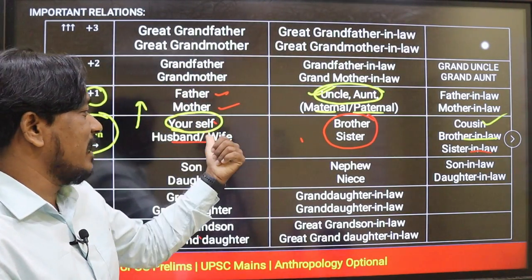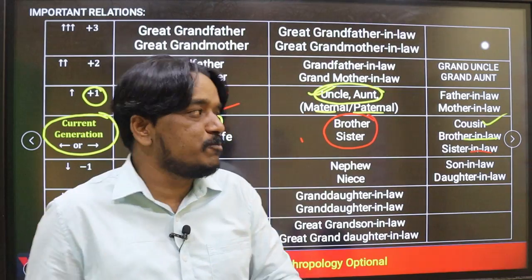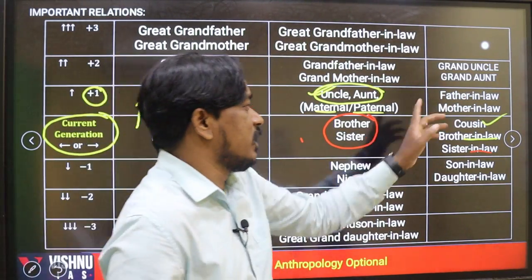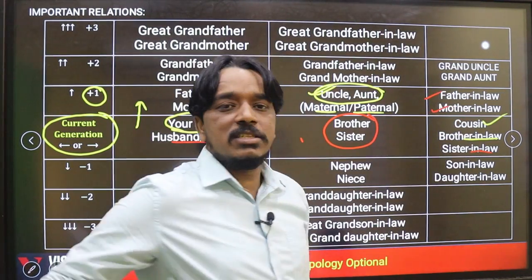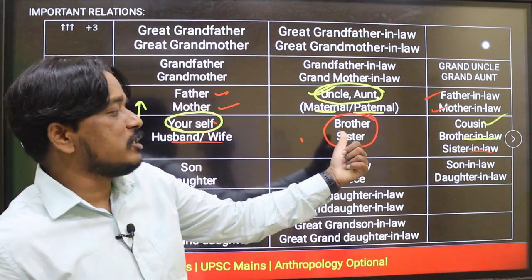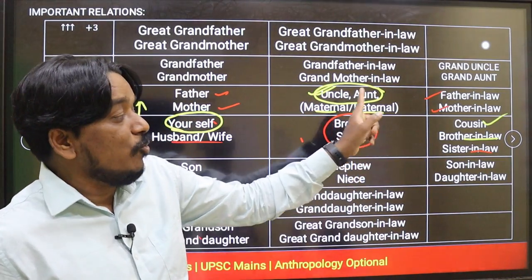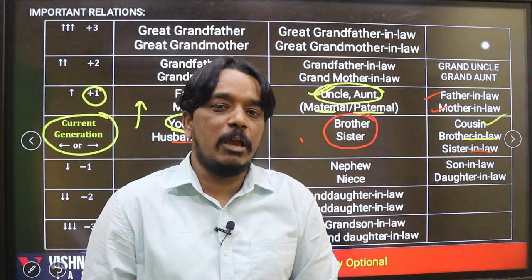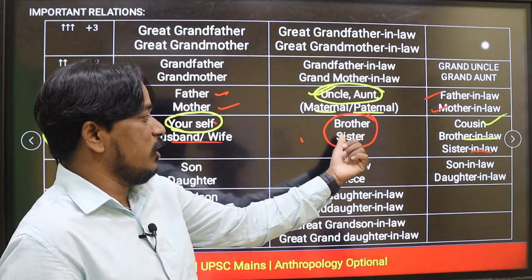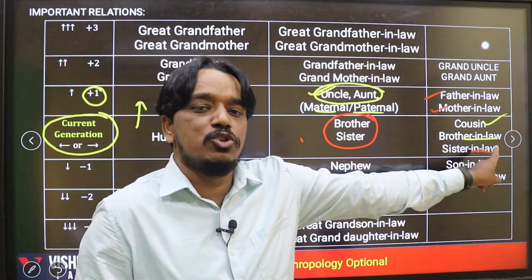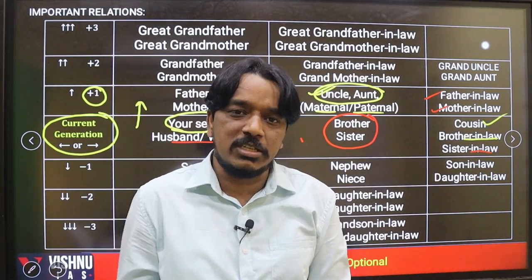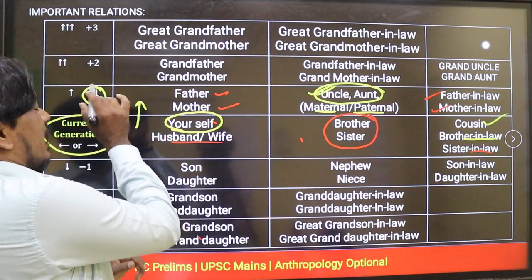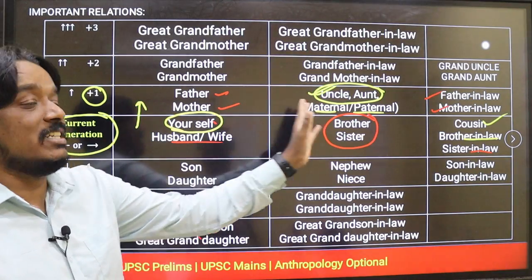That is, if you are married, your wife's or your husband's father is your father-in-law. Similarly, your wife's or husband's mother is your mother-in-law. That is very clear. Similarly, even if your siblings are married, your sibling's wife's or husband's father and mother are again father-in-law and mother-in-law. So we are getting two different types of father-in-law and mother-in-law. For example, your sister is married, your sister's husband is your brother-in-law, and your brother-in-law's parents are obviously father-in-law and mother-in-law. So these are the two important points in the current generation and plus one generation, that is the parent generation.